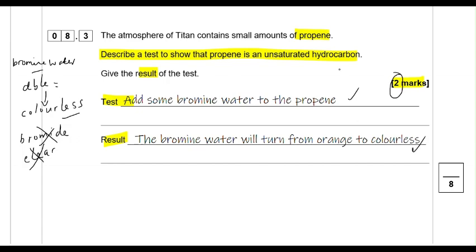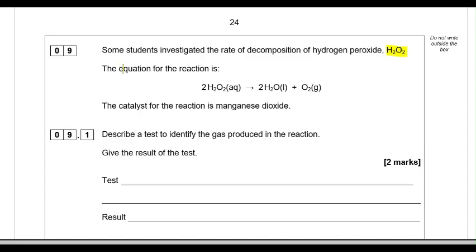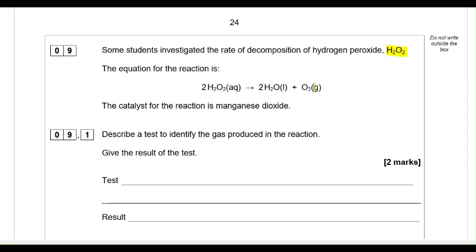2 marks. Some students investigated the rate of decomposition of hydrogen peroxide. The equation for the reaction is, there it is, the catalyst for the reaction is manganese dioxide. 9.1. Describe a test to identify the gas produced in the reaction. Give the result of the test for 2 marks.